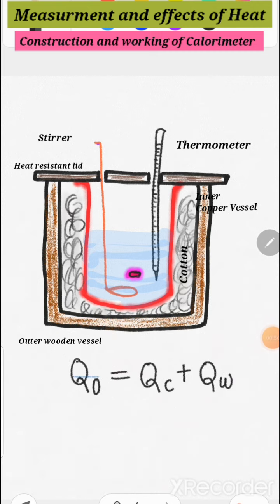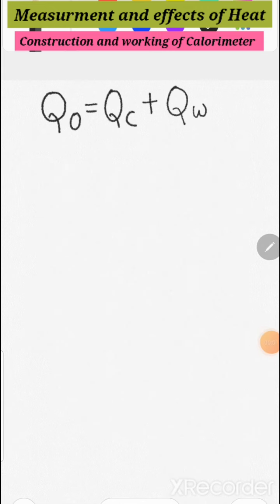Here in this equation, QO is representing the heat given away by the hot object, QC is representing the heat gained by the calorimeter, and QW is representing the heat gained by water. Let us discuss this equation in more detail. Here QO is what? Heat given away by the hot object. QC is the heat absorbed by the calorimeter and QW is the heat gained by water.